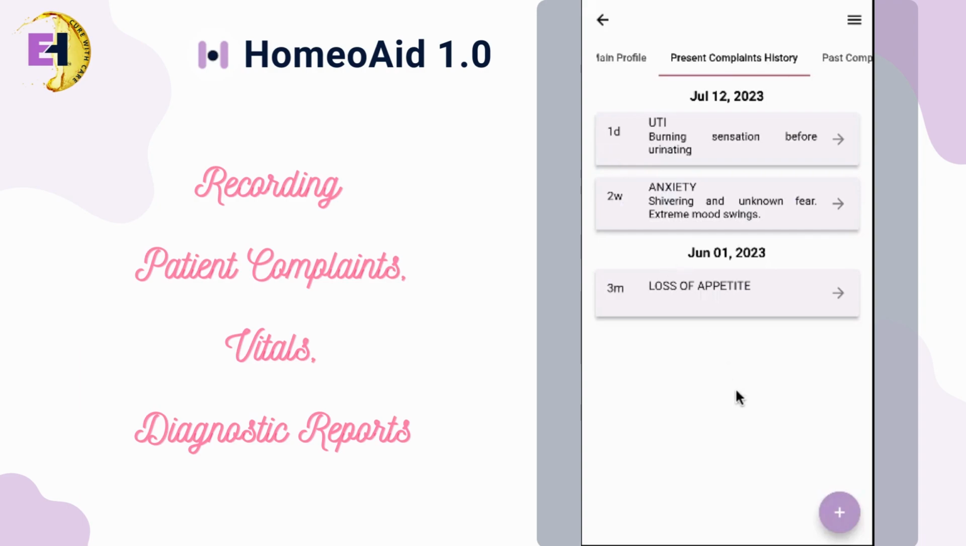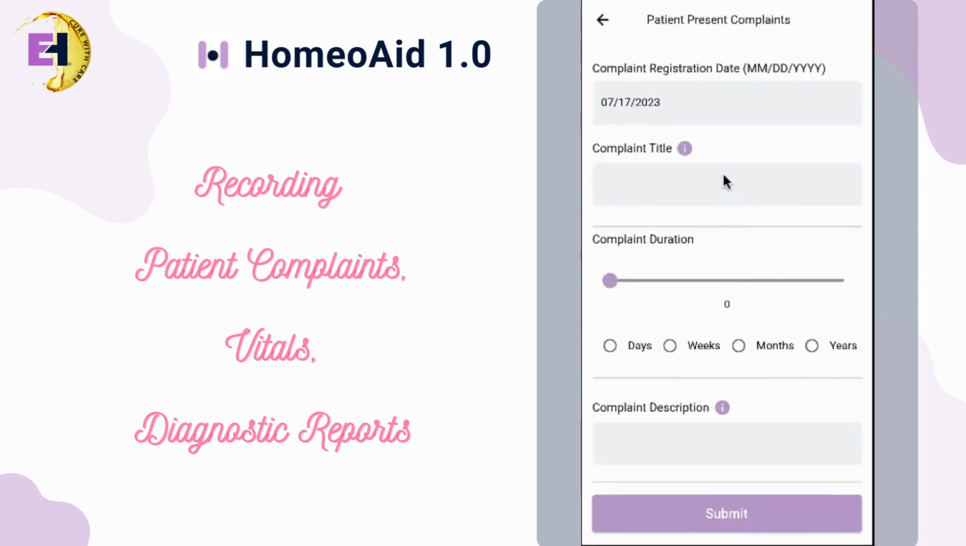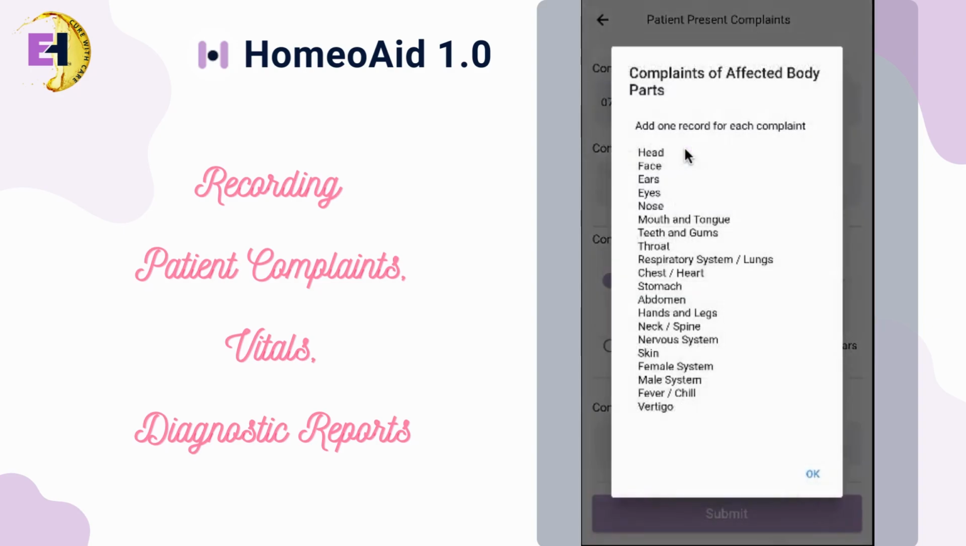Now, to add a new complaint, you have to click on the plus icon here. Here you see that the complaint registration date is by default the current date, and here you have to enter the complaint title. Click on the information icon here, and this list serves as a ready reckoner for you, so you could ask all the necessary questions to get a complete view of all the complaints of the patient.